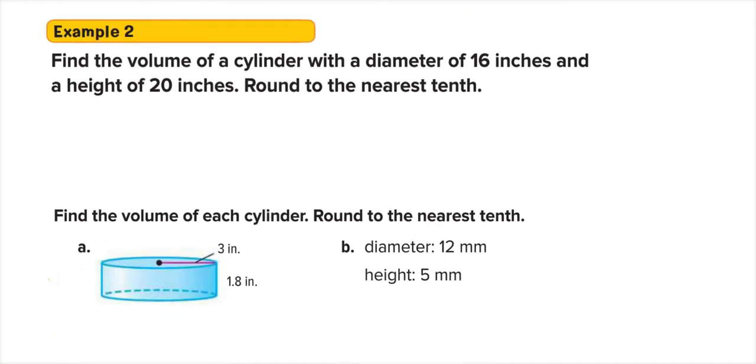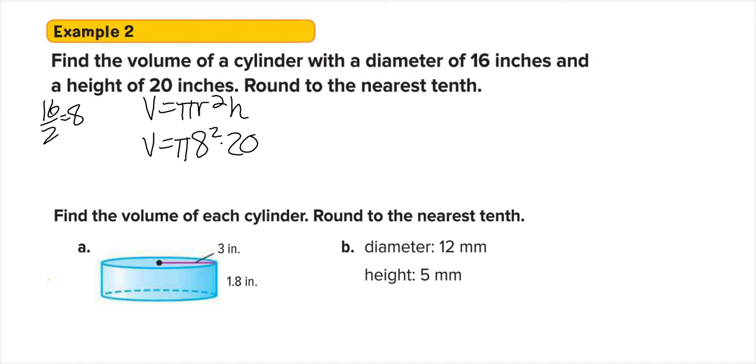Example 2: we're going to find the volume of a cylinder with a diameter of 16 and a height of 20 inches, rounding to the nearest tenth. Again, volume equals pi r squared h. I need the radius, and it says the diameter is 16, so if I take 16 and divide it by 2, that gives me 8. So we're going to do pi times 8 squared times 20.